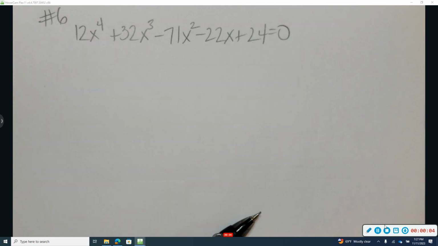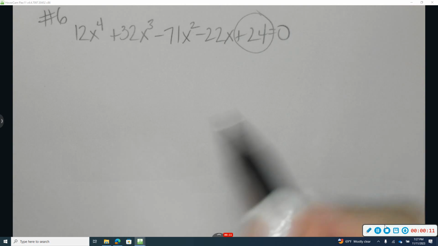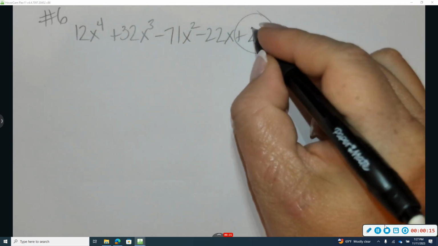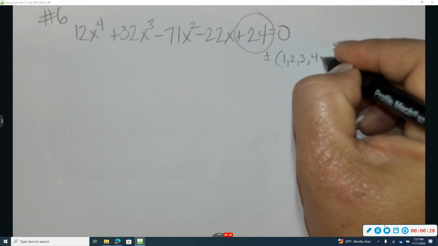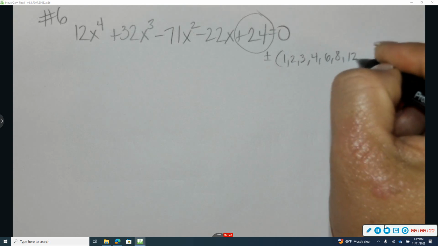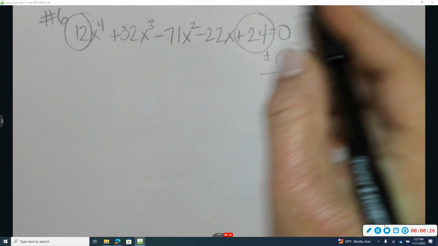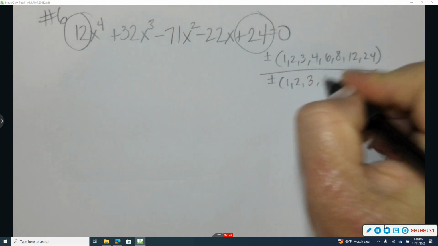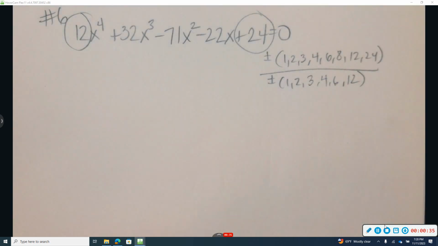Problem number 6 from synthetic division number 2. I'm going to start by thinking of the possible rational roots. In the numerator, I'm going to list the factors of 24, or what evenly divides into 24. In the denominator, I'm going to list the factors of the leading coefficient. So we have lots of options.